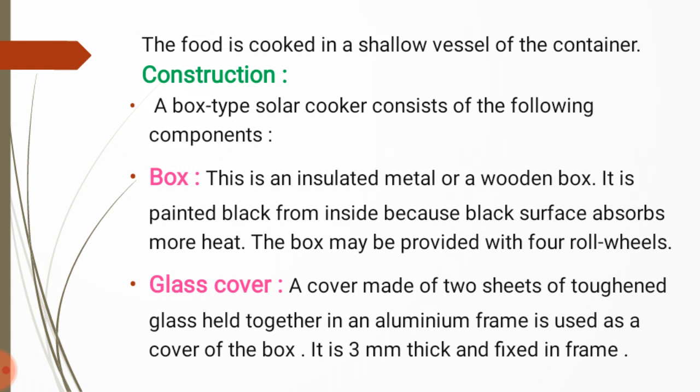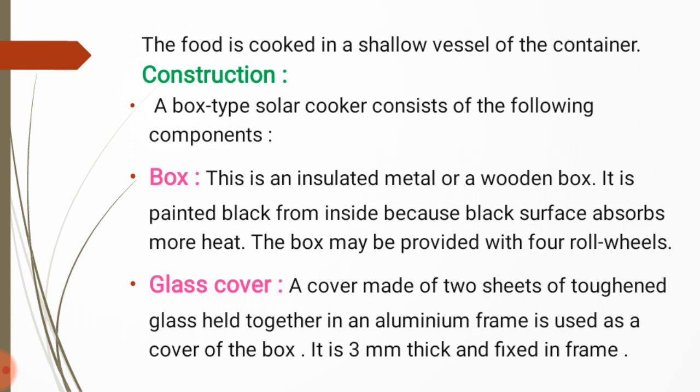So it is a dull black painting, and the upper part of this box is the glass cover, which is made up of toughened glass held together in an aluminium frame, and this aluminium frame is fixed to the box. The thickness of it is 3 millimeter. That means the glass cover which has a thickness of 3 millimeter is fixed in an aluminium frame, and this aluminium frame is again fixed to the box, that is the wooden box, and this is the glass cover.